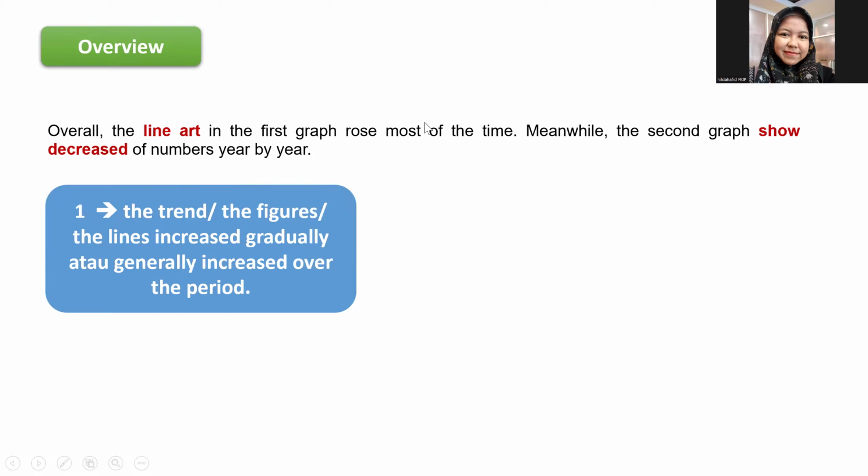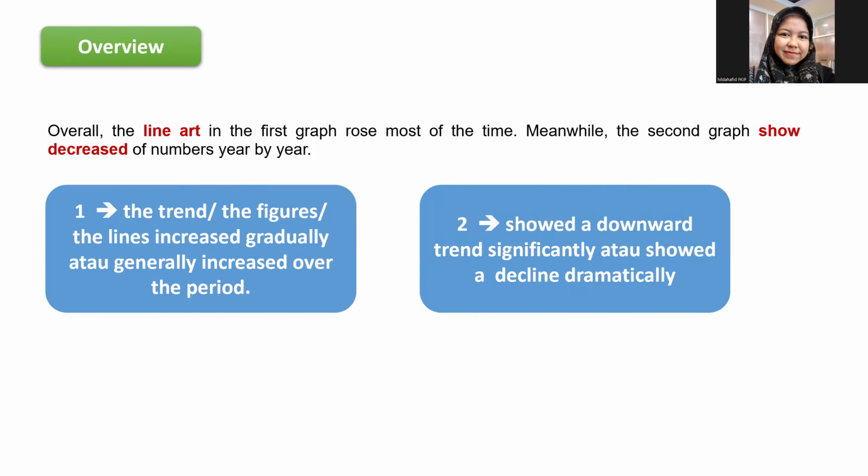Next, meanwhile, the second graph show decreased. Okay, show and decreased are verbs, so both of them are verbs, and a verb cannot meet another verb without a preposition or something else. So you better change it, or elaborate by saying showed a downward trend significantly, or showed a decline dramatically.